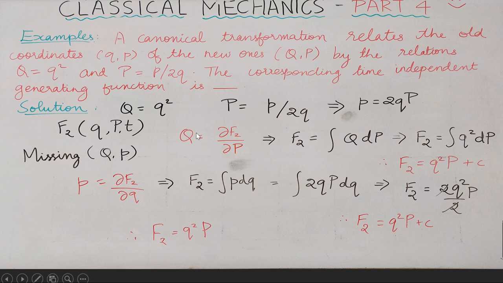Now, in this first equation, that is Q is equal to dou F2 by dou P, how do you find F2? We can just directly integrate, right? So I integrate Q dP. So what is my Q? It is q square. So on integration, I get q square P plus c. Similarly, I have p is equal to dou F2 by dou q. And how do I find my F2? I can just integrate with respect to dq. So I'm integrating p dq. Now, using this relation, I can find what is p, which is 2q P, capital P. So on simplifying that, I get the same q square P plus c. So on integration, you get the same answers. Hence, your generating function will be q square P. So I hope you understand this.